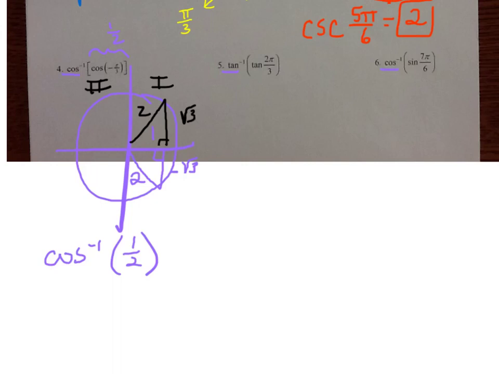Okay, which means it's this 60-degree angle, or the answer would be pi over 3 in radians. So for that one, we did have to switch quadrants. It's a little bit different than what we've done. Let's do another one. Tan 2 pi over 3.